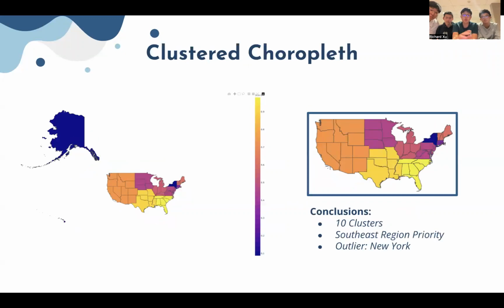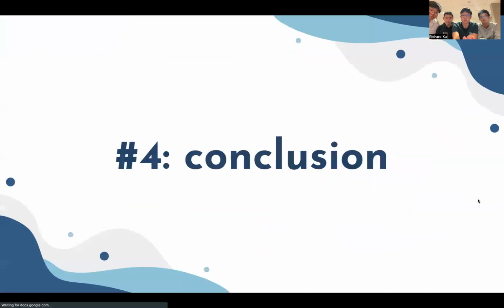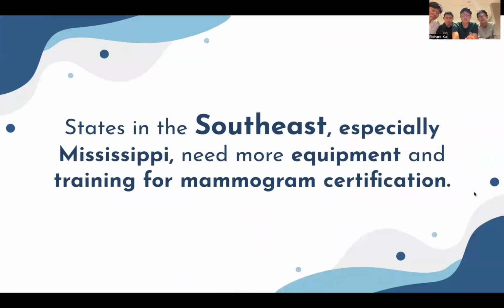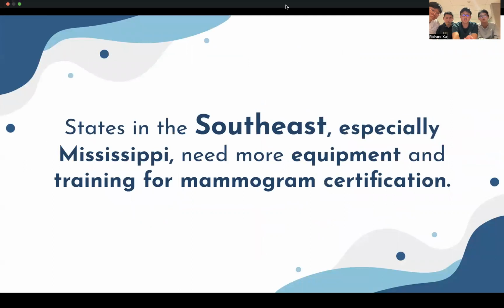And on this page, we have the clustered choropleth. We used the 10 clusters, took the average of each different cluster, and then assigned their values. In this case, we noted the Southeast was the most important. So for conclusion, we noted that states in the Southeast, especially Mississippi, need more equipment and training for mammogram certification.